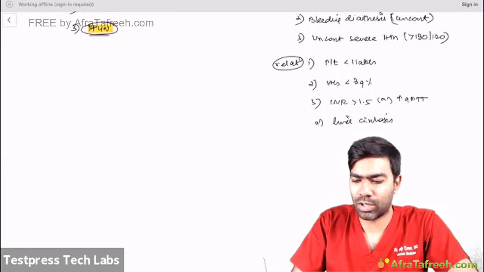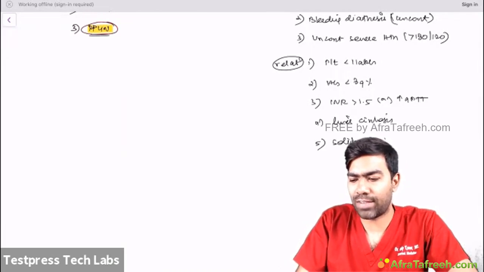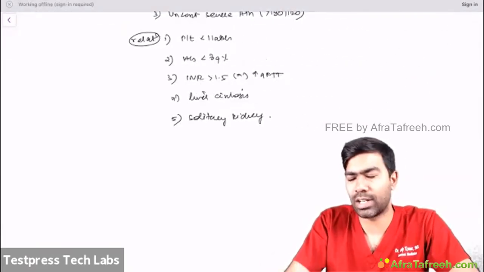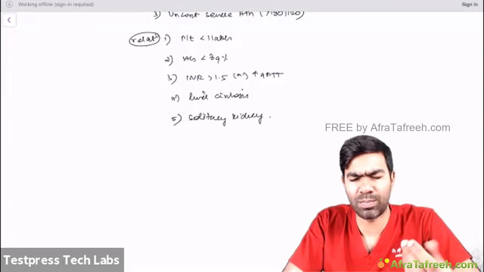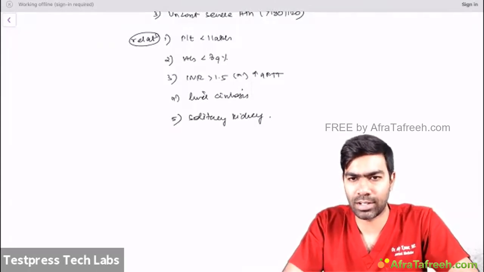Or if the patient is having a solitary kidney, because there is some risk of CKD after biopsy. I mean, in the sense the kidney might go for involution after biopsy. Very small chance, maybe 0.05%. But if it is a solitary kidney, we don't want to take a risk.